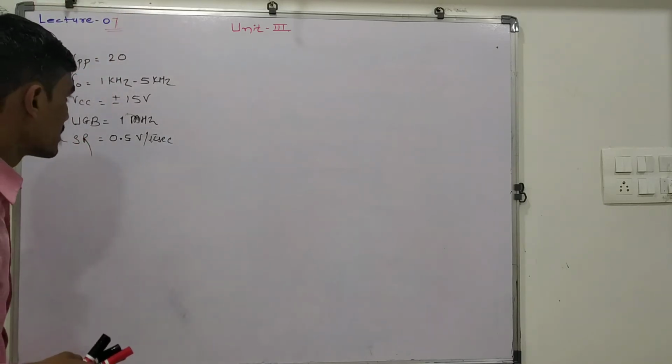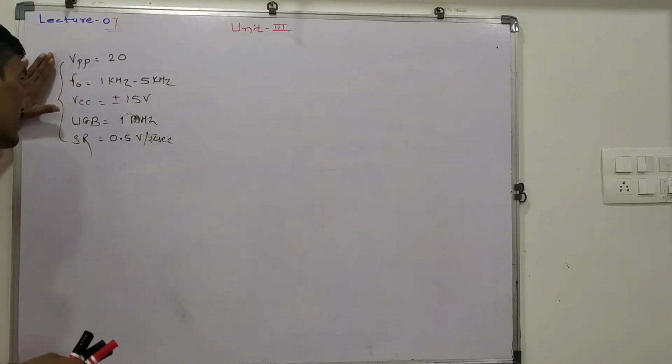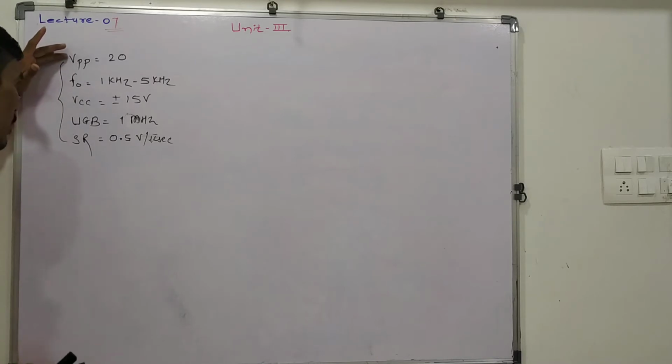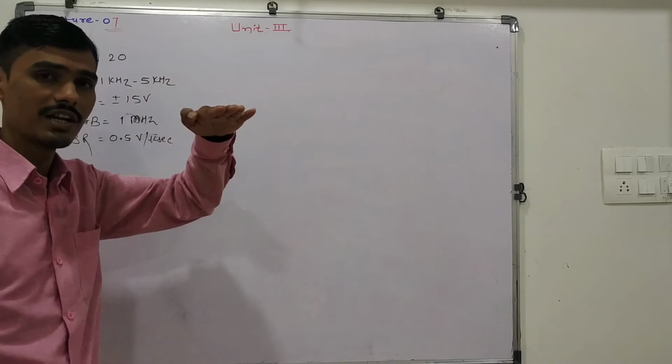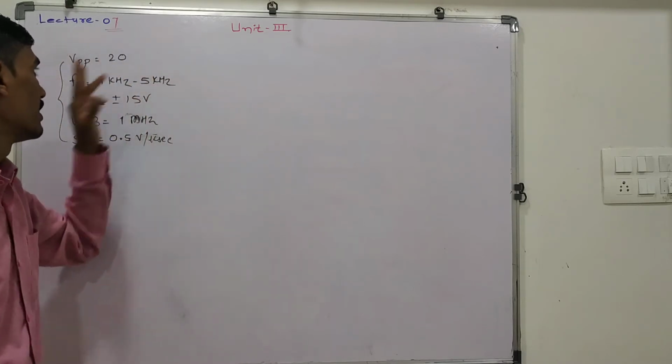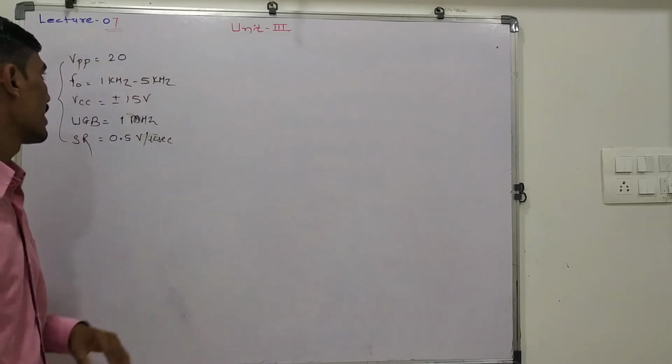For that we have to design an astable multivibrator. Here the output voltage range is given as peak to peak voltage VPP equal to plus minus 10 volt. That means positive voltage we require 10 volt and negative voltage we require 10 volt. So total VPP is given as 20 volt.